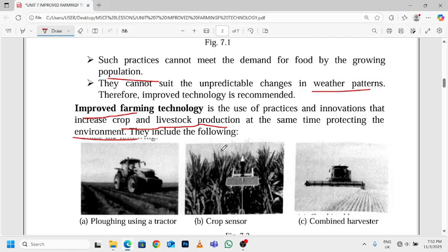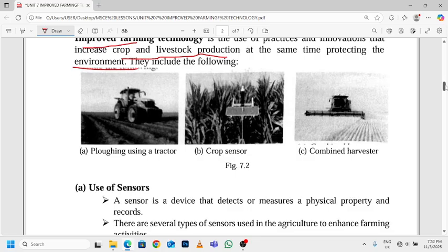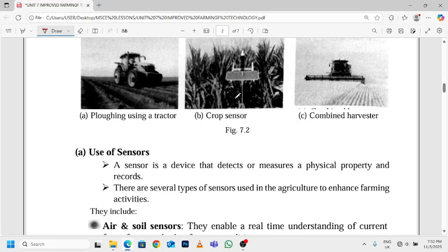We are not only focusing on getting much yield, but also we are focusing on conserving the environment. So some of the examples of improved agricultural technology are using a plow, like a tractor for plowing, crop sensors, and combined harvesters. Instead of harvesting physically using the hands, you can use the machine to harvest your crops.